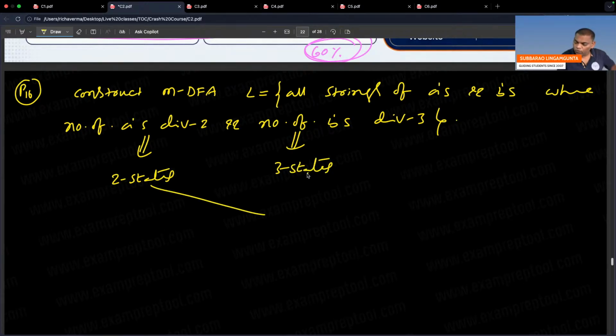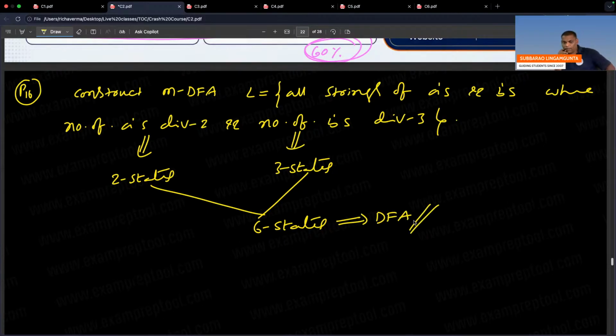If you multiply, 6 states, remember everyone, 6 states. A DFA is possible. I cannot say whether it is minimal or not in general, but for this problem it is a minimal DFA. Simply multiply. I cannot give a guarantee that minimal will come for every problem. Why? What is the reason?